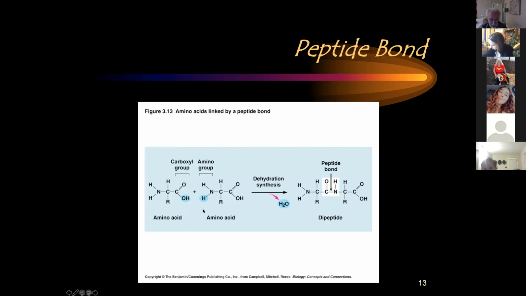Again, peptide bond, dehydration synthesis, a water molecule comes out, and this is the peptide bond. It's the covalent bond between the C and the N, the carboxyl on one side and amine on the other.